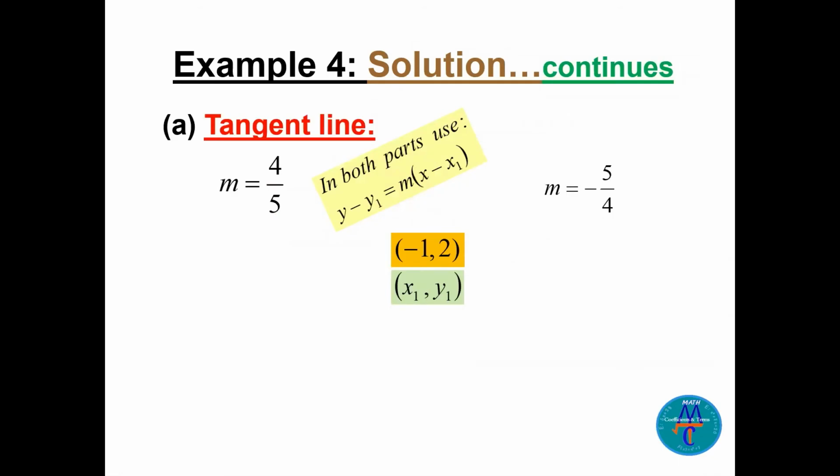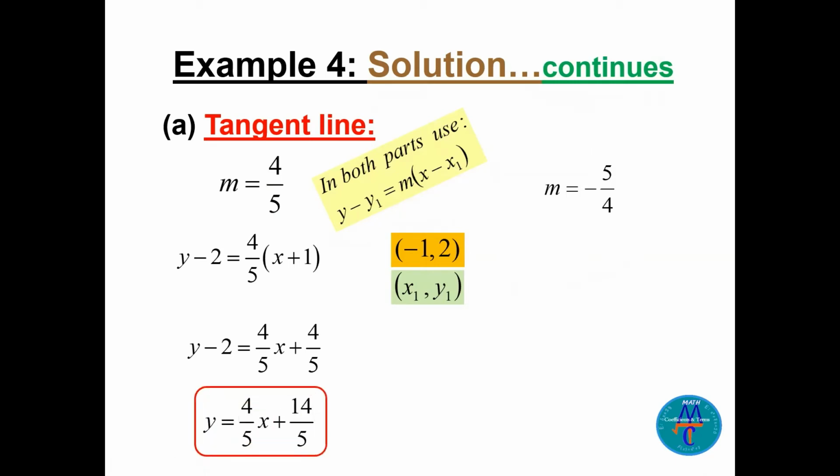I need the normal line. So I have found the slope, 4 over 5, from the previous slide. This is the equation, y minus y1 is equal to m times (x minus x1). So that's easy to use. We know this point here, x1, y1, put it there, and you get the equation of the tangent line if you get the slope 4/5.